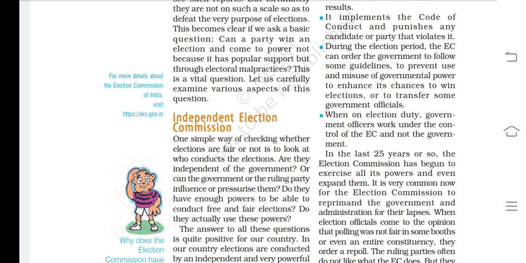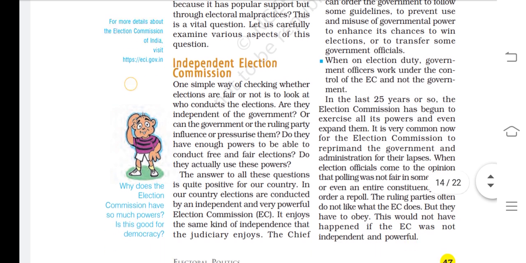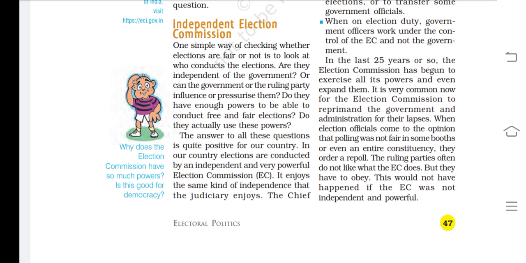One simple way of checking whether elections are fair or not is to look at who conducts the election. Are they independent of the government? Or can the government or the ruling party influence or pressurize them? Do they have enough powers to be able to conduct free and fair elections? Do they actually use the powers? The answer to all these questions is quite positive for our country. In our country, elections are conducted by an independent and very powerful Election Commission.